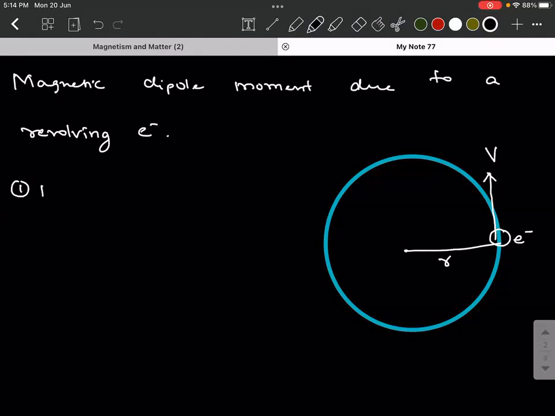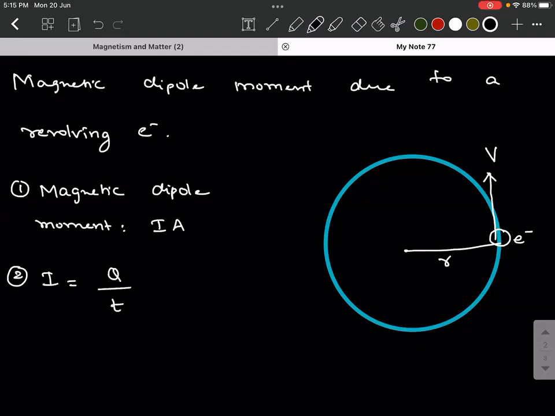first, what is my job? I need to find the magnetic dipole moment. So what is the formula for magnetic dipole moment due to a current carrying conductor? It is I into A. Correct? So it is N I into A. If it has only one turn, you call it I into A. Secondly, what is I equal to? I is the amount of charge flowing per unit time. Here, the charge that is flowing is 1 electron divided by how much time it takes to complete one revolution?